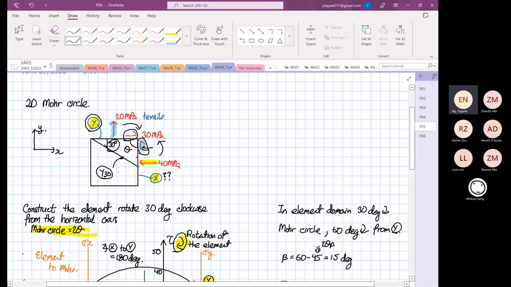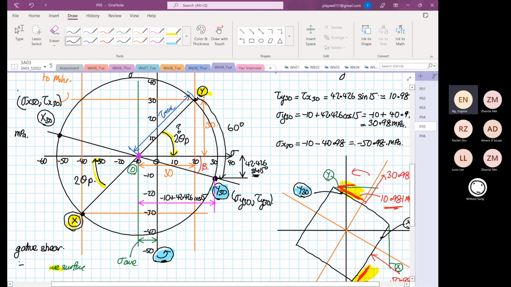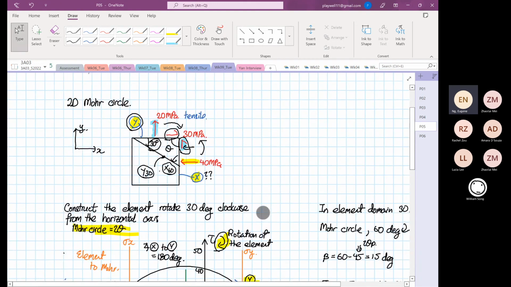So if from X you rotate this way, this will be what? X what? 60. Yes or no? Right? So X60 from X, right? From here to here, you rotate in a what? Anti-clockwise direction. This is 120 degrees. The answer will be the what? The same. Okay, the answer. So you can rotate from your X or from point Y. The answer is the same. The only thing is you have to compensate for the 30 and the 60.